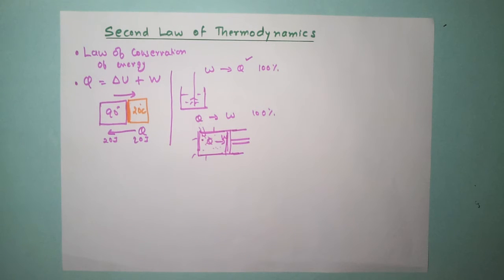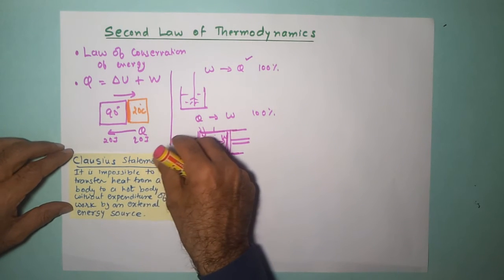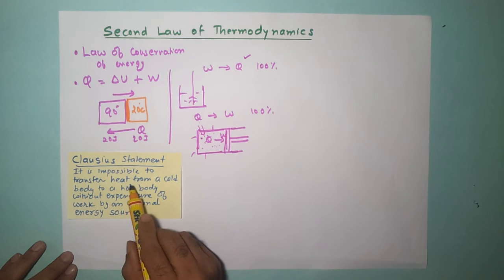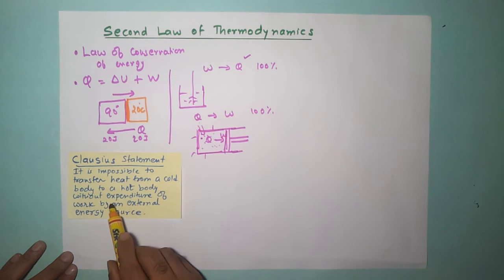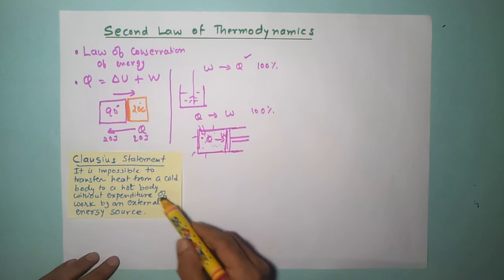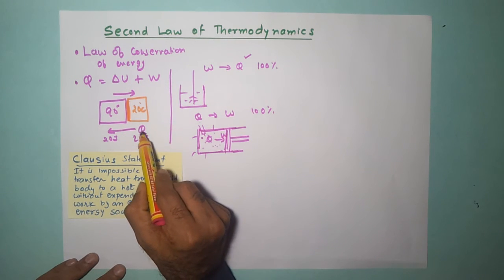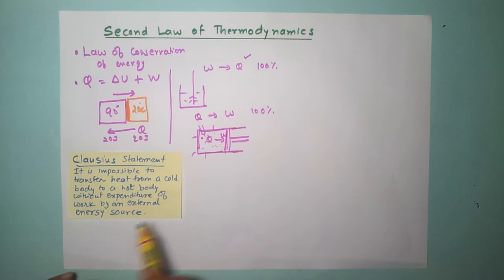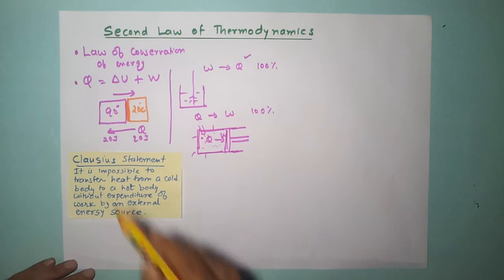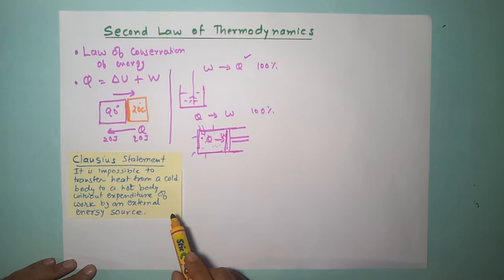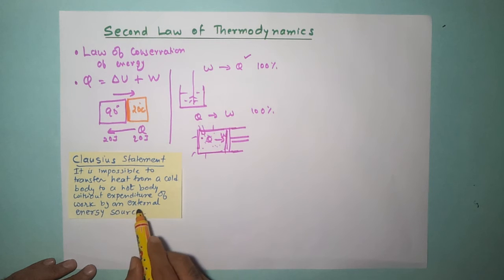The first statement of the second law of thermodynamics is known as the Clausius statement. It is impossible to transfer heat from a cold body to a hot body without expenditure of work by an external energy source. We talked about this example. It's not possible to transfer heat from an object at lower temperature to higher temperature in a spontaneous, natural way. If we want heat transfer from a colder object to a hotter object, we'll have to do external work.